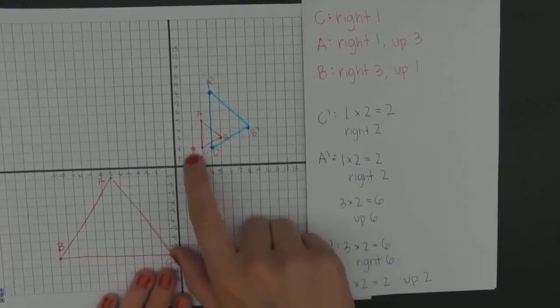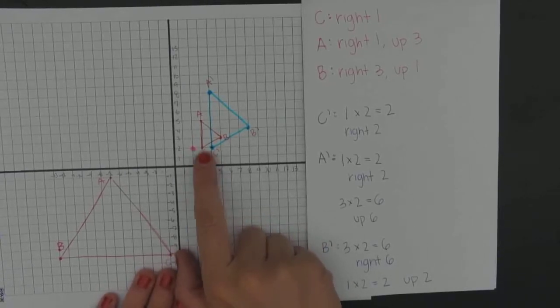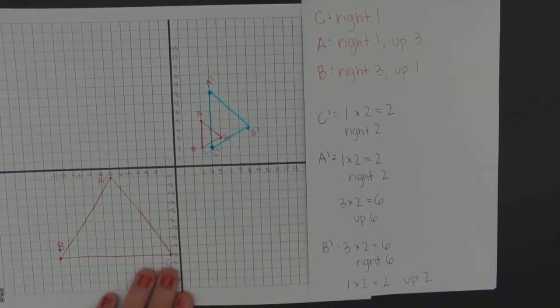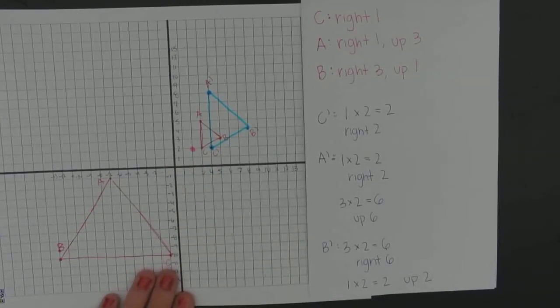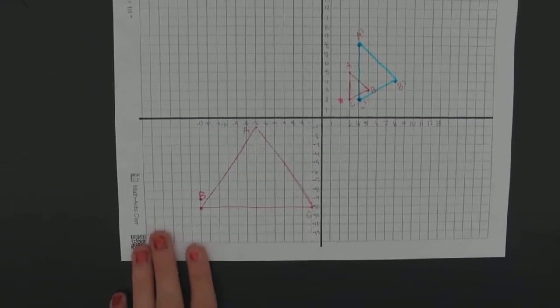So that was a point off the shape, just randomly on the coordinate plane. And let's just check. From the point to C, I went 1. From the point to C prime, I went 2. So that distance is twice as big. So that looks like I did that one right. Yay!